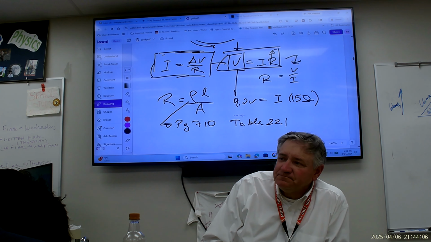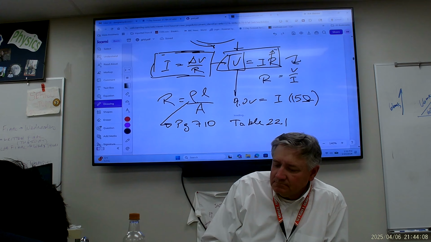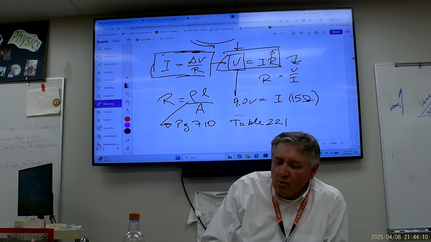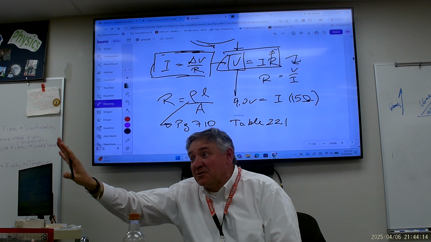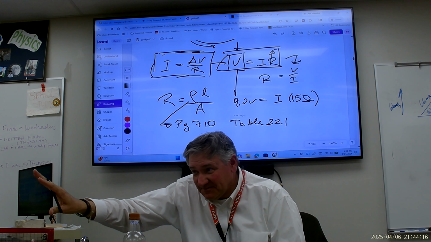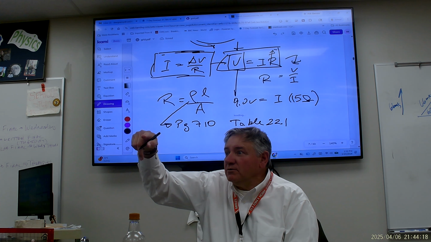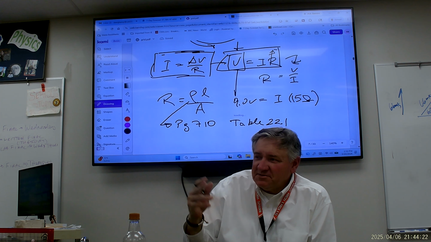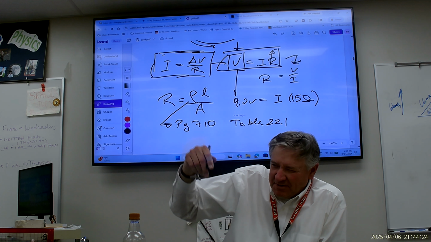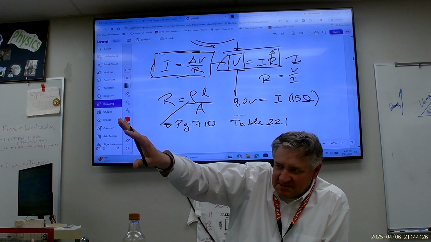Yes? So where it says R equals rho L over A? We'll get to that equation. We're not there yet. I just wrote it down. We'll get there. Is it a P though? No, it's a Greek letter rho. Technically it's a Greek letter. It stands for resistivity. We'll get there in a second.